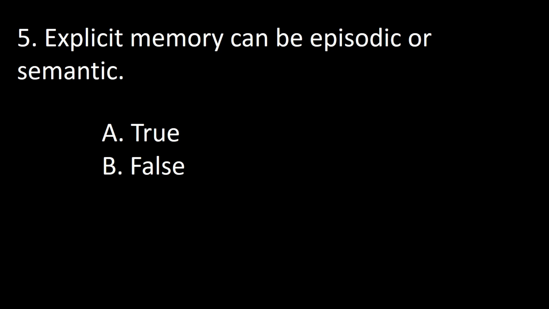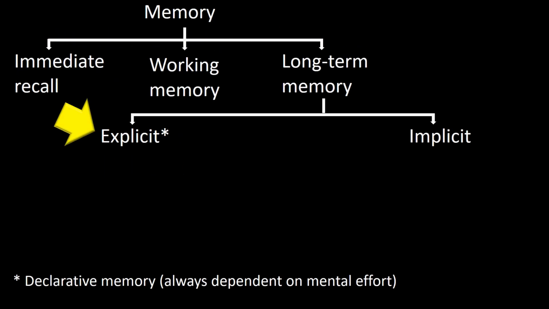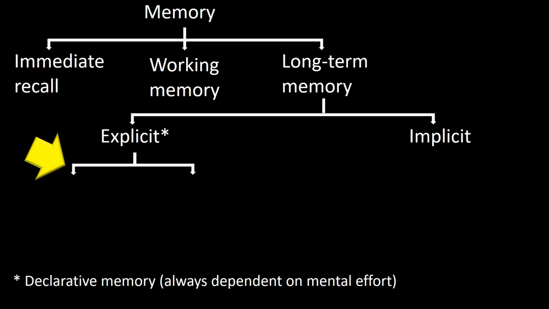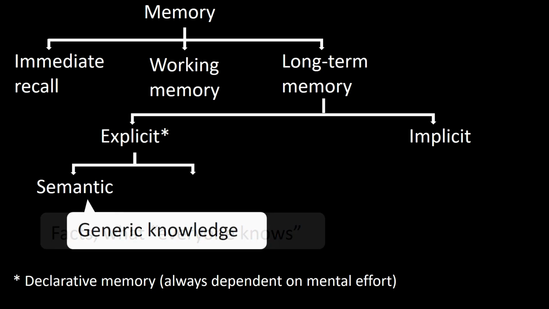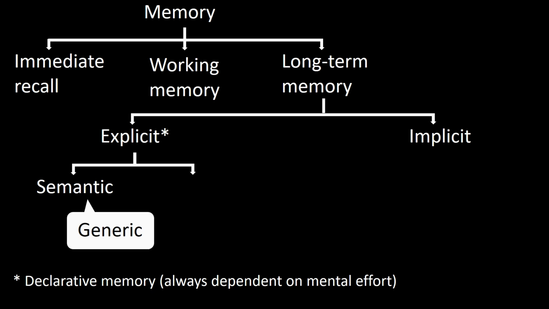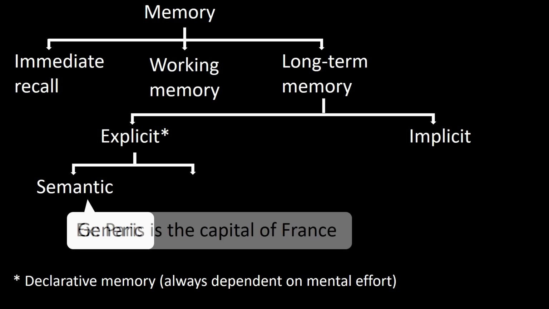Next question. Explicit memory can be episodic or semantic. Explicit memory can be divided into episodic and semantic. Semantic memory refers to facts that most people would know, that is, general knowledge, so it is often called generic memory. An example of this type of memory is citing the capital of France.